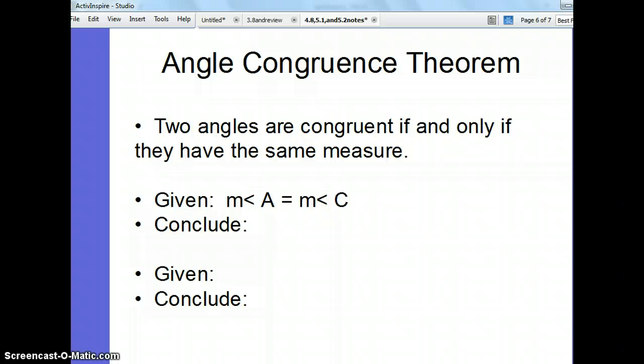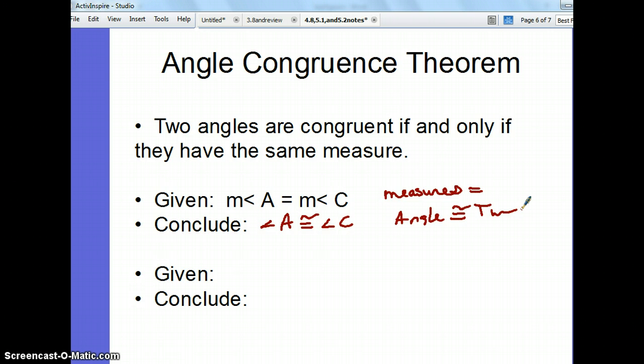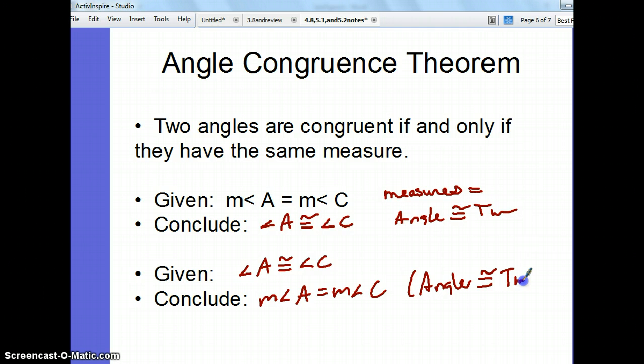And then the angle congruence theorem is the same thing except with angles. So if their measures are equal, then we can say that angle A is congruent to angle C, and this is by the angle congruence theorem. It also is biconditional, so it works the other way. If we know angle A is congruent to angle C, then we can conclude that the measure of angle A equals the measure of angle C, again by the angle congruence theorem.